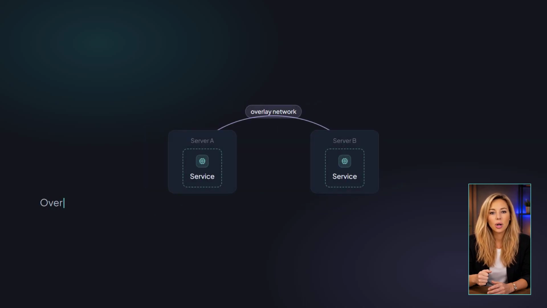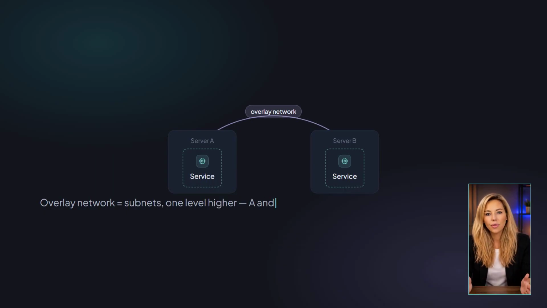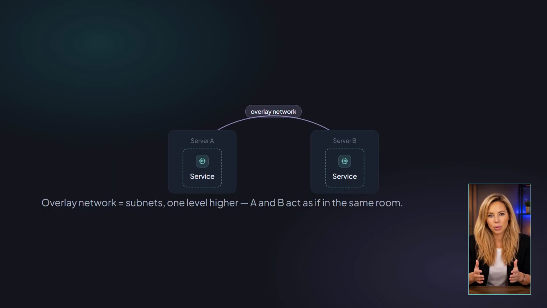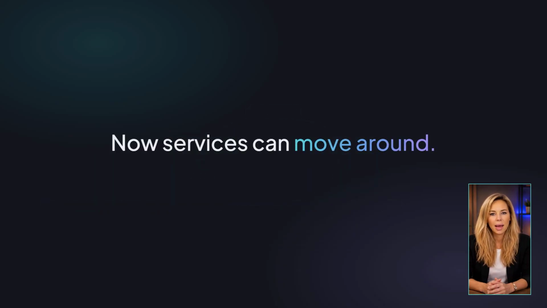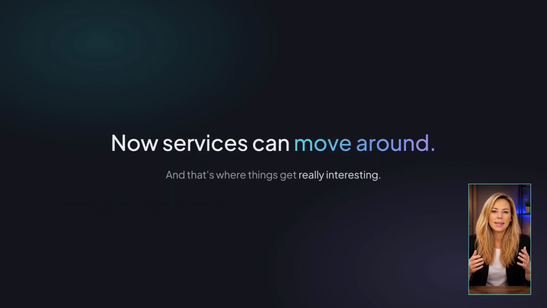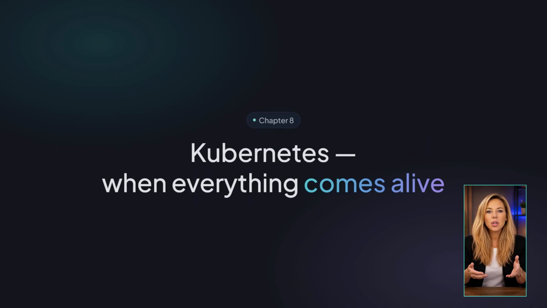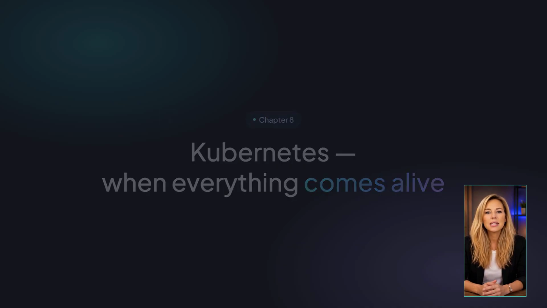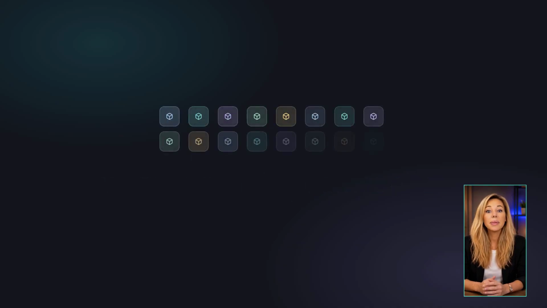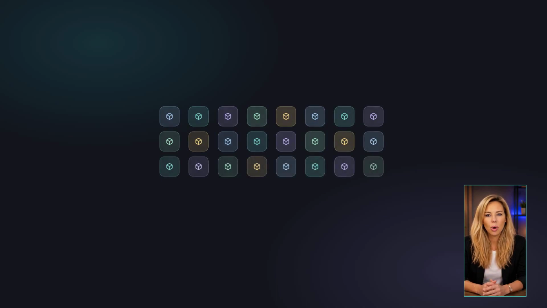But when containers run on different servers, Docker goes further. It creates overlay networks. A container on server A can talk to a container on server B as if both were in the same room, and that is where services become movable, scalable, and flexible. Now the system starts behaving less like a machine and more like a living organism. Dozens of containers, hundreds of containers. Kubernetes manages them automatically, but this creates a new and very dangerous problem.